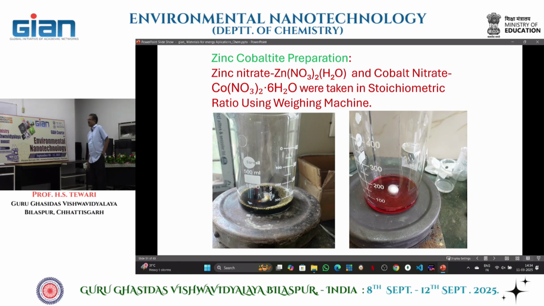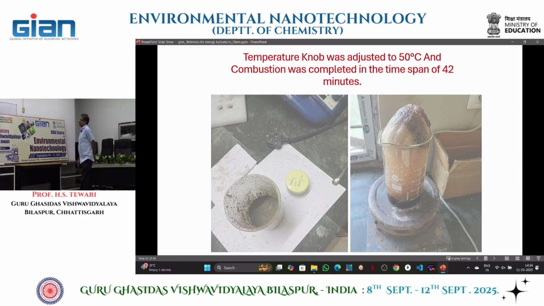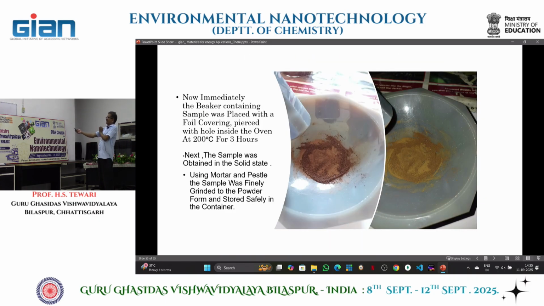This is the extract of the flower. In this case, we took the constituents in nitrate form, that is zinc nitrate and cobalt nitrate, in stoichiometric ratio using a weighing machine so that we can get the exact spinel. Then this was kept at 50 degrees, and after approximately 42 minutes, we calculated how long we can keep it. After this you can see the synthesis process using the combustion method. There is internal energy, by which this comes as a soft mass, and then we powdered it. This is the powder form of ferrite.